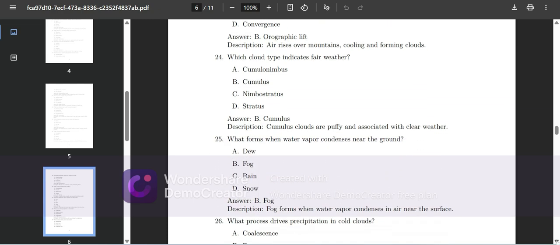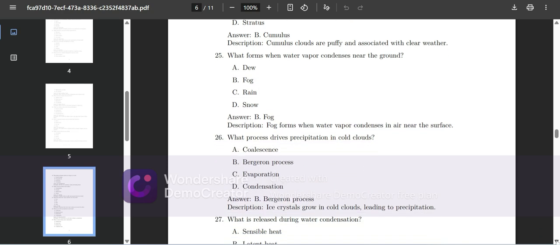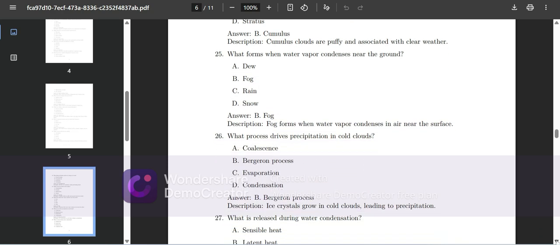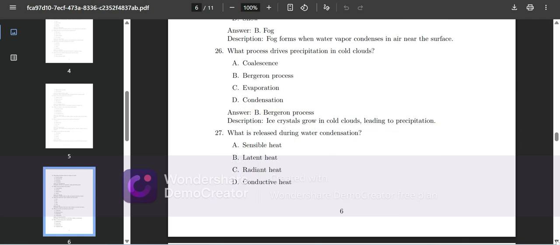Which cloud type indicates fair weather? Cumulus. Cumulus clouds are puffy and associated with clear weather. What forms when water vapor condenses near the ground? Fog. Fog forms when water vapor condenses in air near the surface.